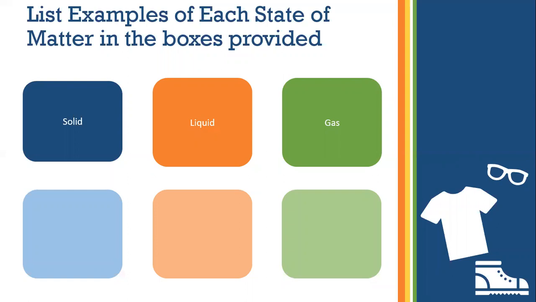Now I want you to list examples of each state of matter in the boxes provided. Earlier you did it, so I want you to place these in the boxes here. List some solids, list liquids, and list gases. I want you to have at least 3 examples of each state of matter.